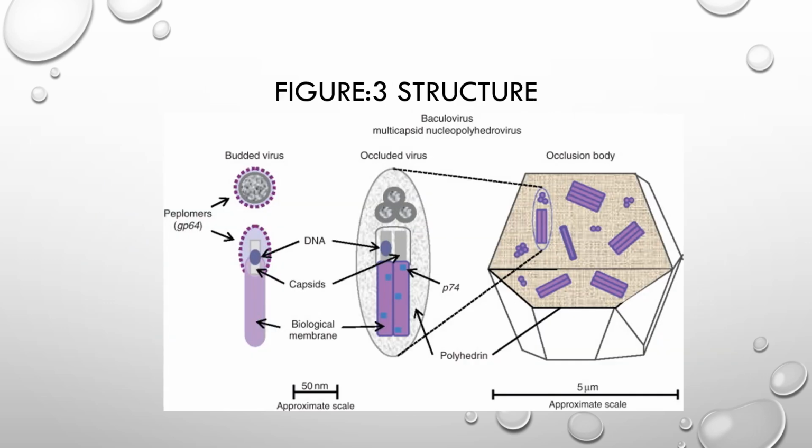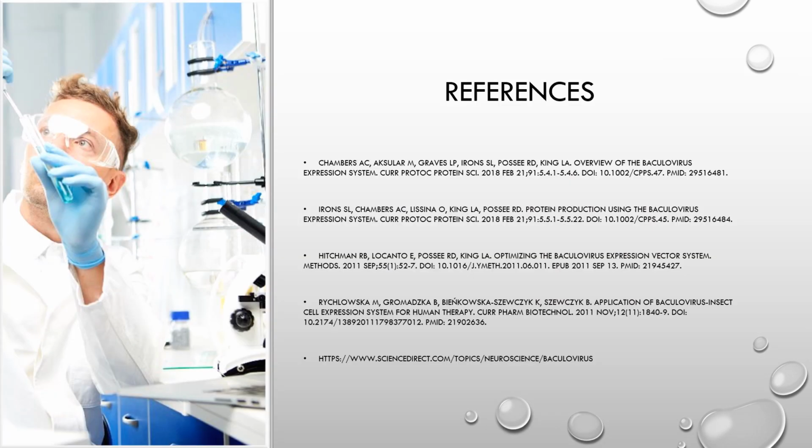This is my final figure, and this is the structure of the baculovirus. So you can see on the left-hand side the peplomers, budded viruses, which then have DNA within the center, and capsids, biological membranes, and then they go into occlusion bodies within the insect cells. And here's the reference list.